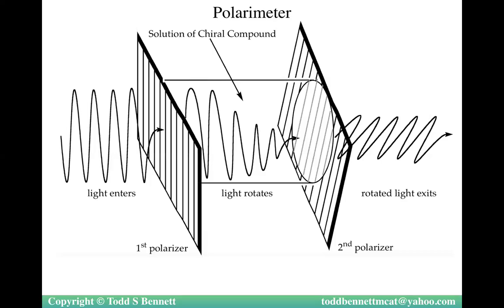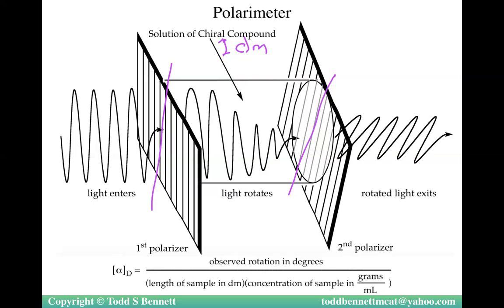Okay, so the first polarizing plate, the second polarizing plate, the solution is in here. It's a fixed distance, so I want to emphasize that it's 1 decimeter in length, and then it rotates light by a certain amount. So this line compared to that line, that's your angle of rotation, and it should be consistent with the picture.